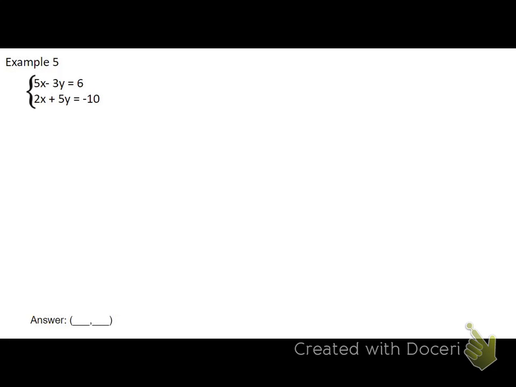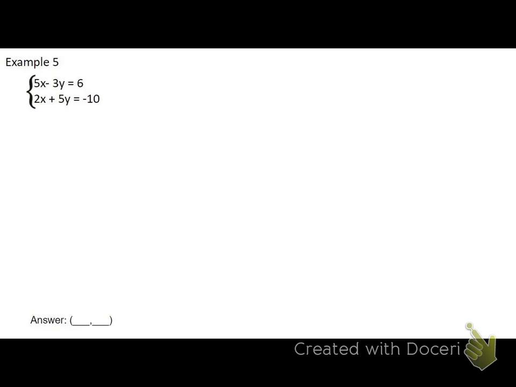Okay, so example number 5, solving systems by elimination using multiplication. So what you need to do is identify if you want to get rid of the x or the y. It does not matter which one. In this case, I'm going to get rid of the x's. So I have to think of a coefficient that I want both x's to share. And I'm going to pick 10 because 10 is the least common multiple for 2 and 5.